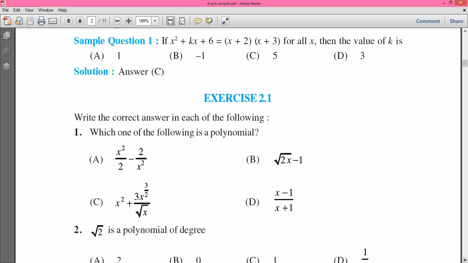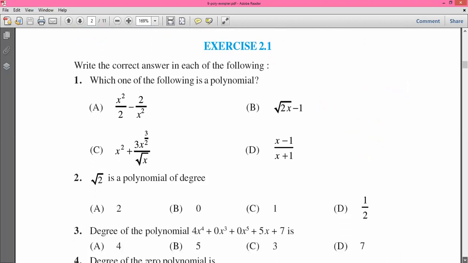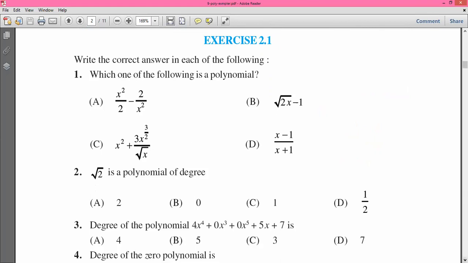Now come to the first question, and I will ask the first answer from Harsh Sharma. Harsh Sharma, read the first question. Which one of the following is a polynomial? Look at the options and tell me which is a polynomial.